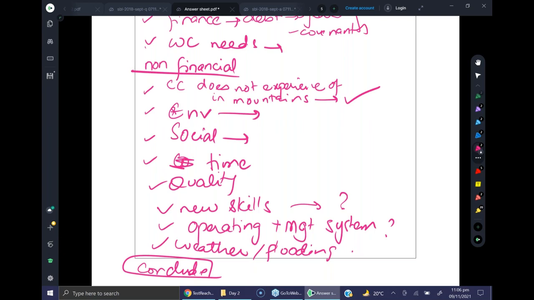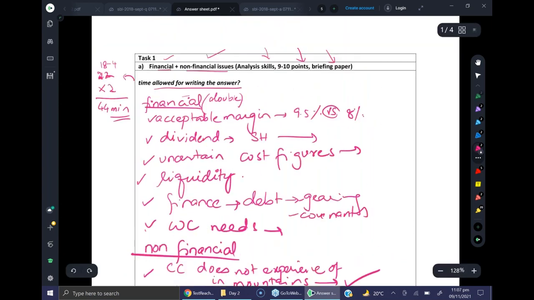briefing paper format. Actually, a briefing paper has no format. You can straight away start by talking about the contract and come to financial issues, and then straight away to non-financial issues. So sometimes not following a format is the format, but you have to be brief. You have to explain your points with quality arguments, so that you get technical marks as well as the professional skills marks. Okay, the rest of the explanation, I'm leaving it to you to read from the standard answer.